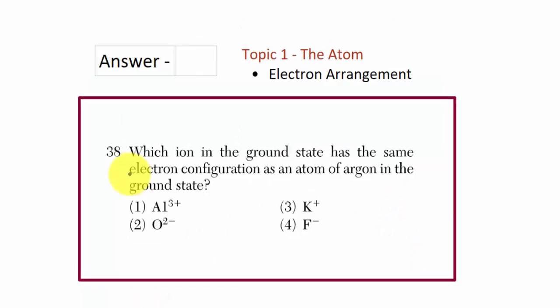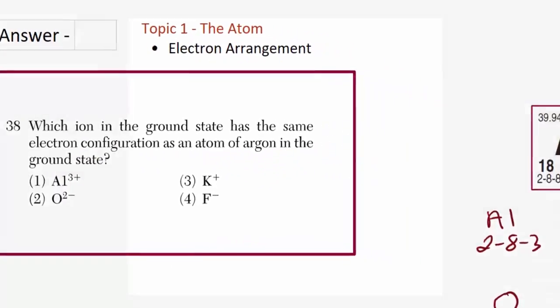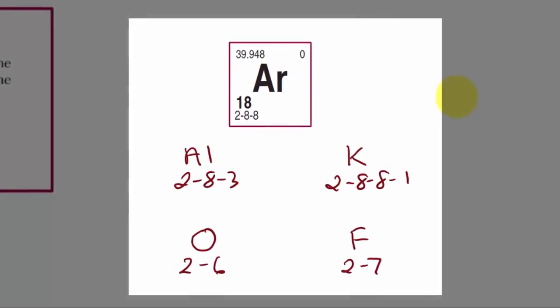Question 38. Which ion in the ground state has the same electron configuration as an atom of argon in the ground state? To help with this question, we'll take first a close look at argon. Argon's electron configuration in the ground state is signified by 2-8-8, so it has 2 electrons in the first level, 8 in the second, 8 in the third. Now, if we consider the 4 possible choices here of aluminum, potassium, oxygen, fluorine, let's take a look at their ground state configurations, which are given to us from the periodic table, and I've recorded those here for you.